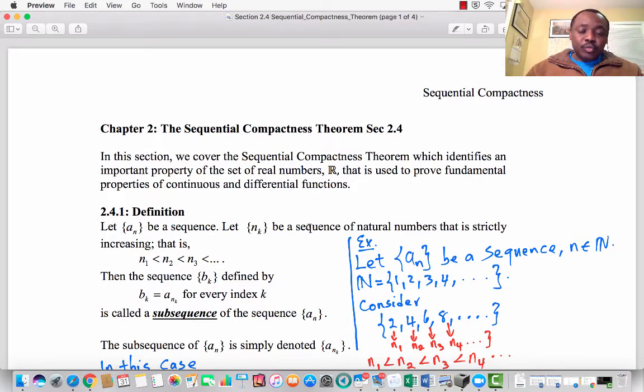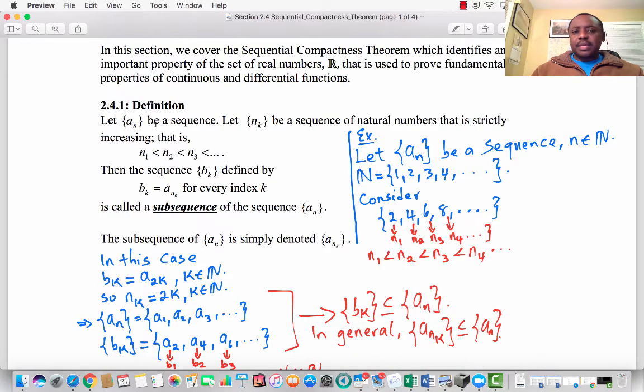Subsection 2.4.1, Definition. Let a_n be a sequence and let n_k be a sequence of natural numbers that is strictly increasing. That is, n_1 is less than n_2, which is less than n_3, and so on. Then we can define the sequence b_k by b_k equals a_{n_k} for every integer k, and we call b_k a subsequence of the sequence a_n, and we denote b_k by a_{n_k}. So a_{n_k} is a subsequence of a_n.